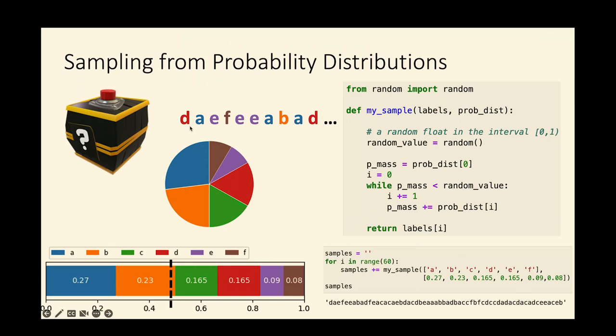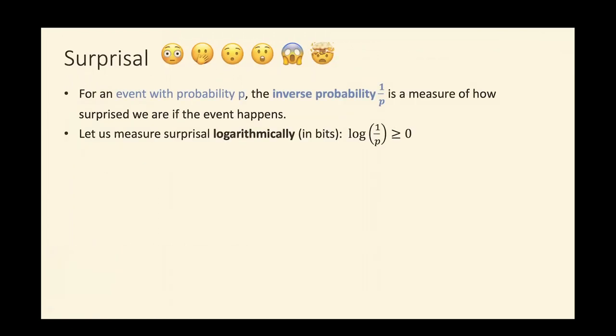So it starts like D, A, E, F, F. So here we gave them some label. It could also be colors. That's a random sample. So every time I push the button, I get a sample from this distribution. Yeah? With me? Great.